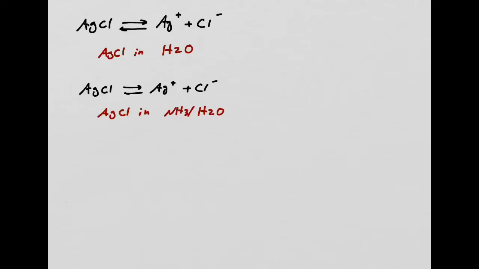So in water is not going to make any difference. We've done the Ksp before. Now, what if I have AgCl in an ammonia solution? Ammonia is a ligand. So what's going to happen is that the ammonia is going to go and grab the Ag plus and make a complex ion. Now here's what I want you to know. If the ammonia grabs the Ag plus and makes a complex ion, that means the Ag is going to be out of the equation.